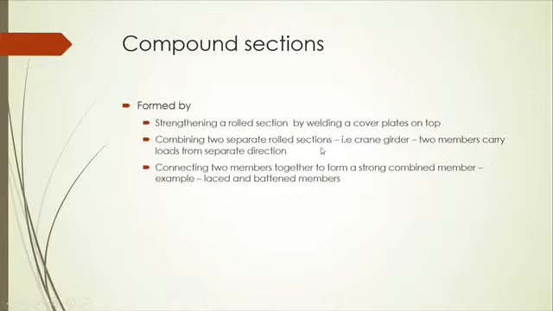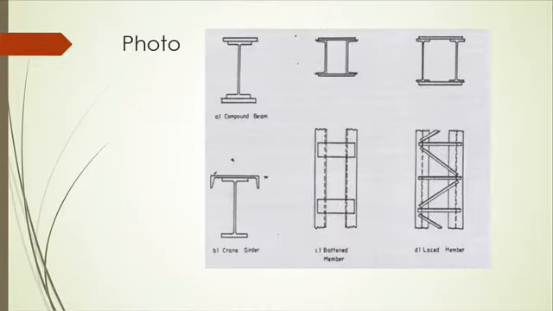Another type is combining two separate rolled sections, for example a crane girder, where the two members carry loads from separate directions. So you combine two separate rolled sections so you can carry loads from separate directions. Then connecting two members together to form a strong combined member, for example laced and batten members. So these three types of compound sections, either adding a plate on top of a rolled section, or you combine two rolled sections, or you're connecting two members together to form a strong combined member, is the definition for compound section.